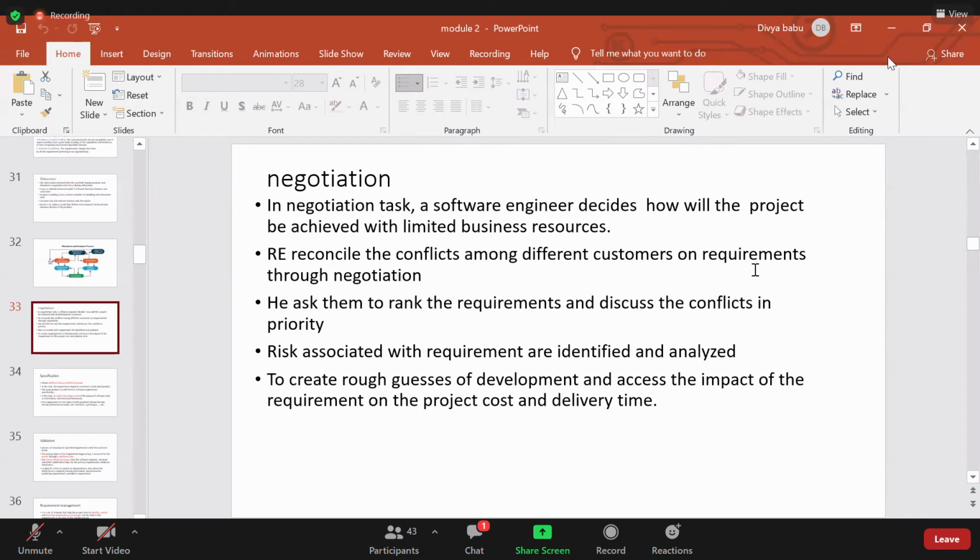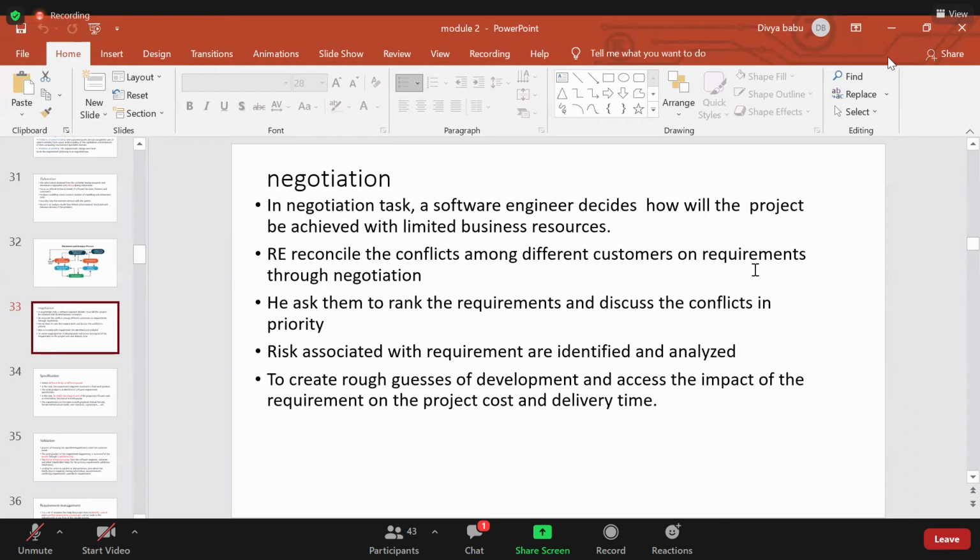If you find it's not feasible, then you can negotiate with the customer that you couldn't complete these requirements within this budget, within the time limit, and it's not supported technically. And if there are conflicting requirements, you could negotiate with the customer. So the negotiation task, as a software engineer, is to design how the project will be achieved with limited business resources. The requirement engineer reconciles the conflicts among different customers and requirements through negotiation.